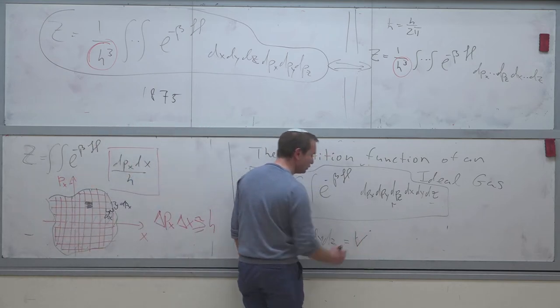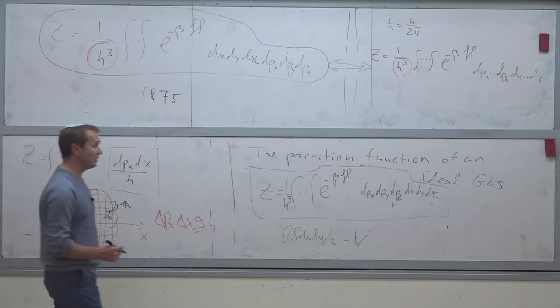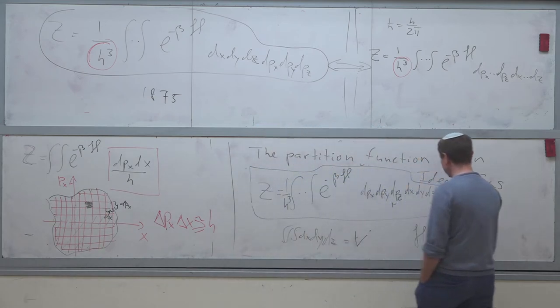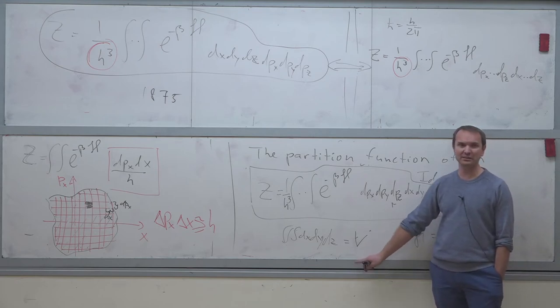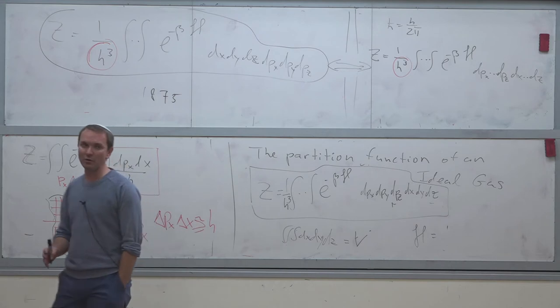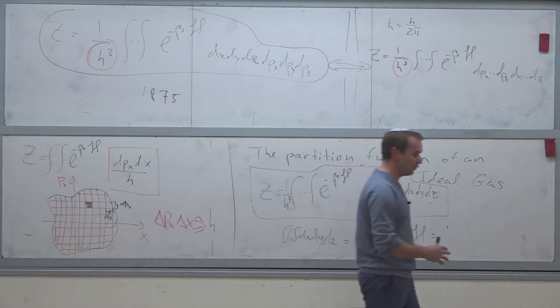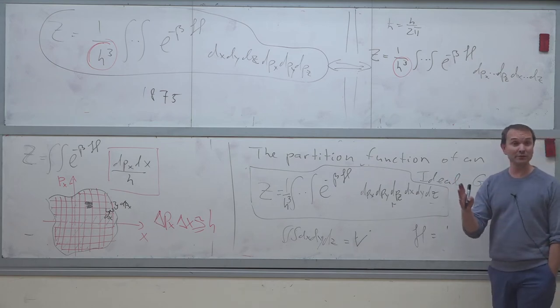So the total volume of the system is V. Another thing that I know is the Hamiltonian of the system. It's three particles that are bounded in a box. What is an ideal gas? A bunch of N particles that are sitting somehow in a box. The volume of this box is V, and they are completely free particles.